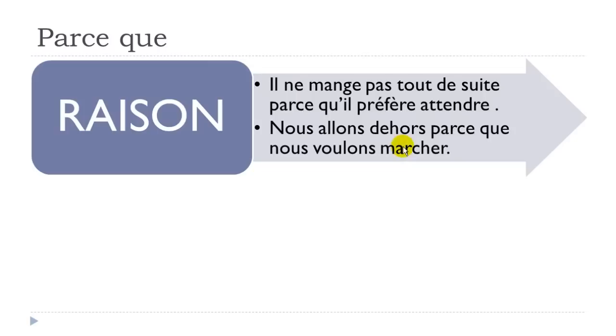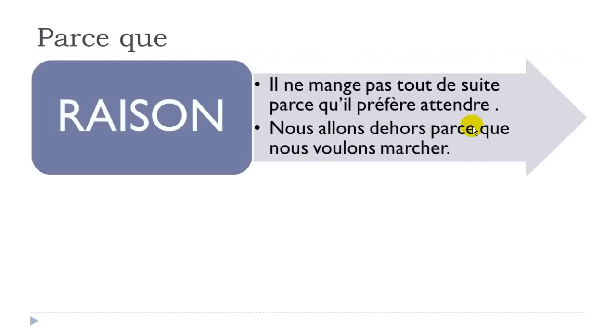Okay, second example. Nous allons dehors. Aller is to go, dehors, outside. Nous allons dehors, so we go outside. Parce que, so because. Nous voulons marcher. Vouloir, to want. Marcher, to walk. Nous voulons marcher, we want to walk. Okay, nous allons dehors parce que nous voulons marcher.